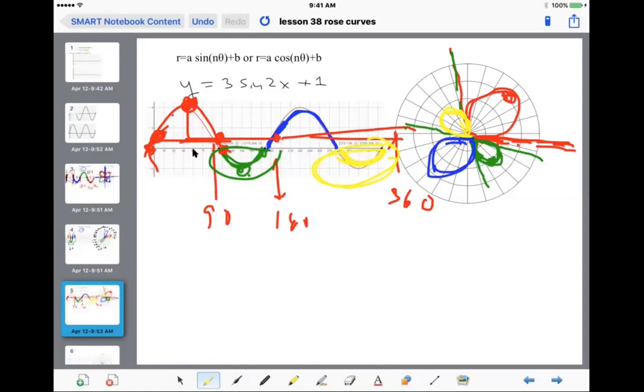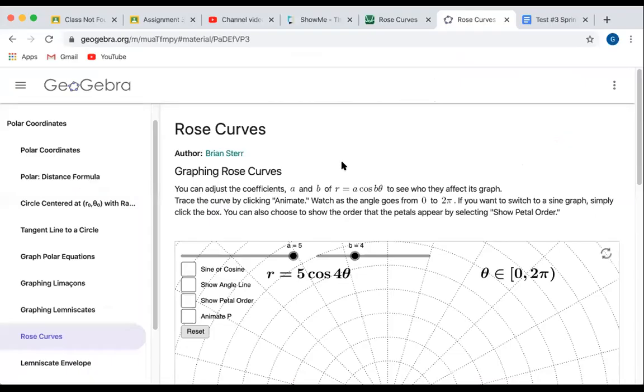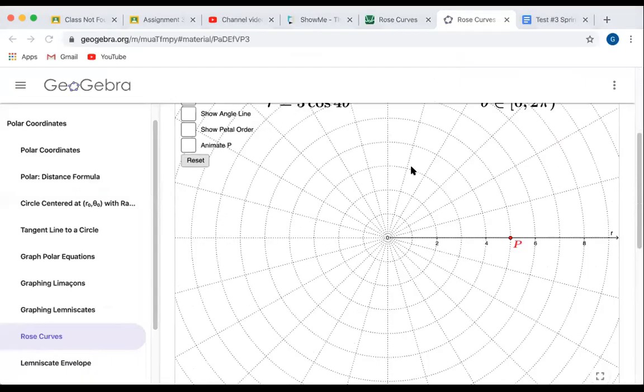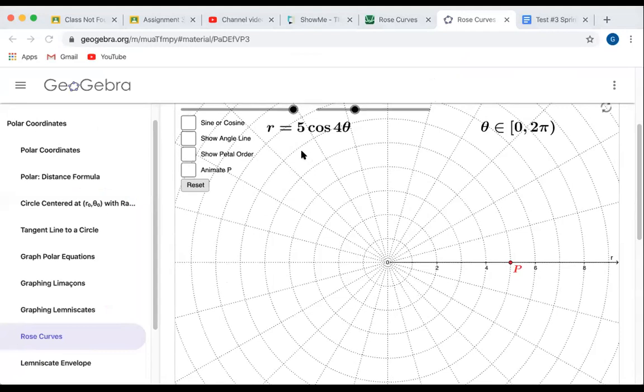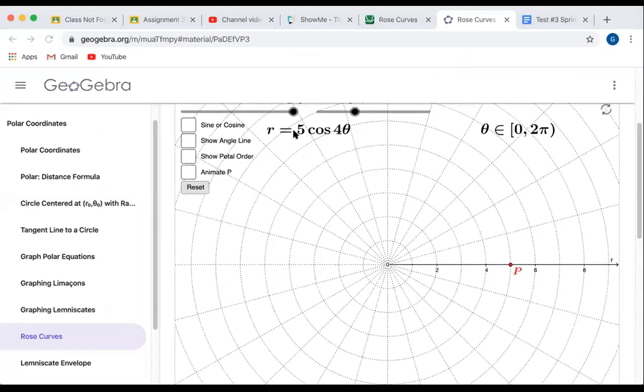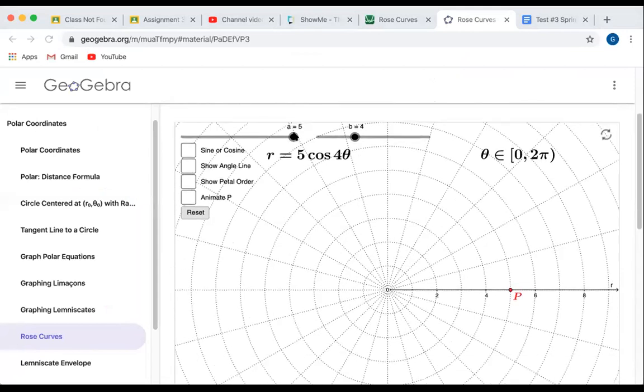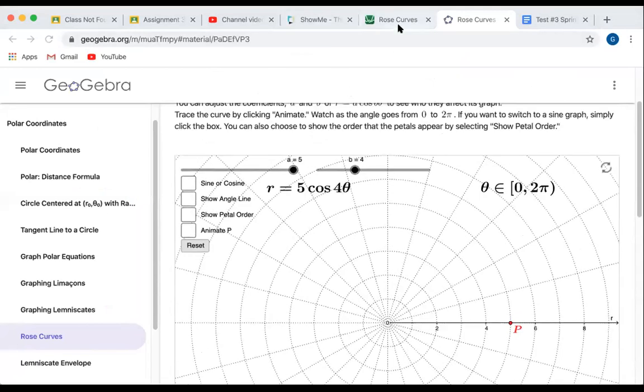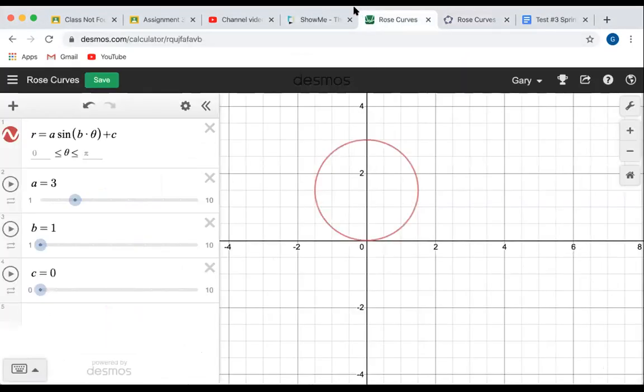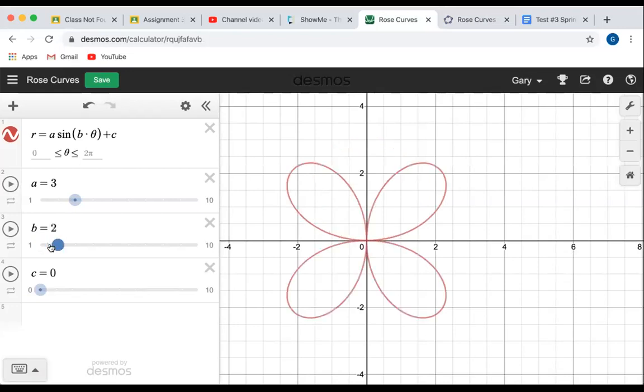And when I come over here to the Mr. Stir rose curves, we can see that if I put this in, his doesn't give us the ability to put a +1 in there. Oh well. I think if I instead go here, we can't see it drawn in the order, but we can see if I have a 3 sine 2 theta +1. See what happens when I change.